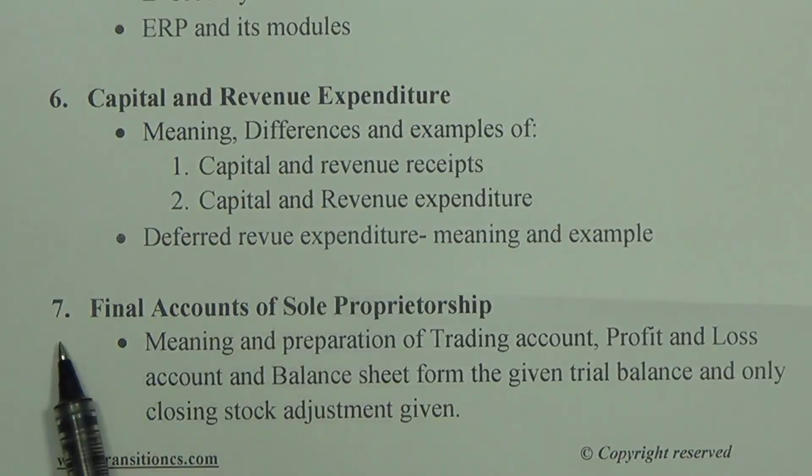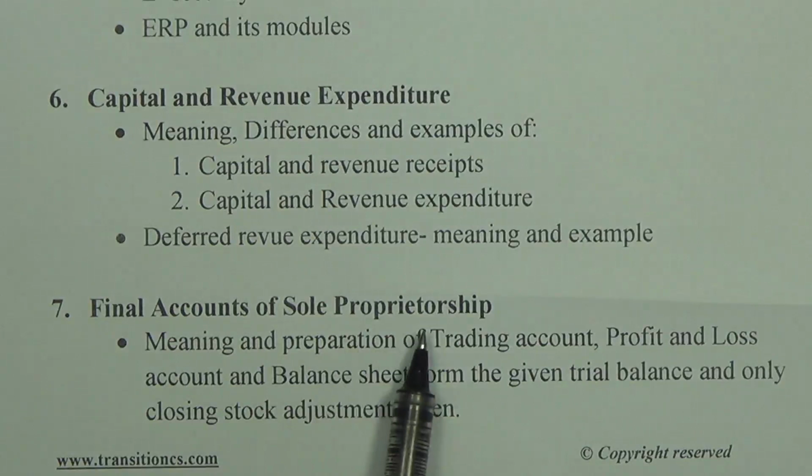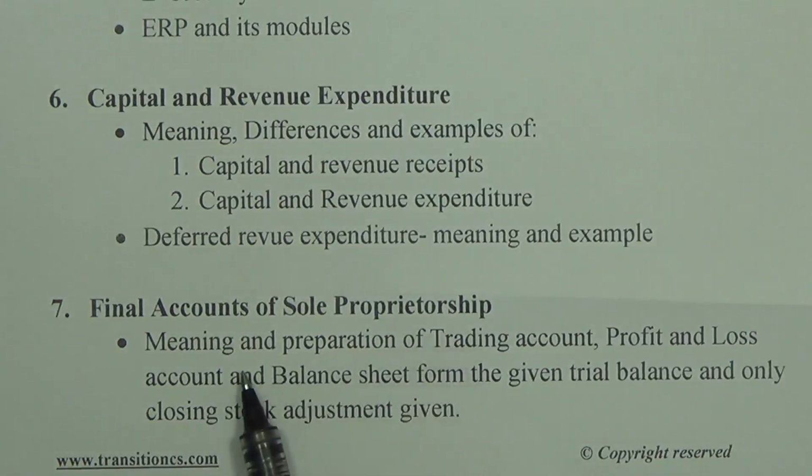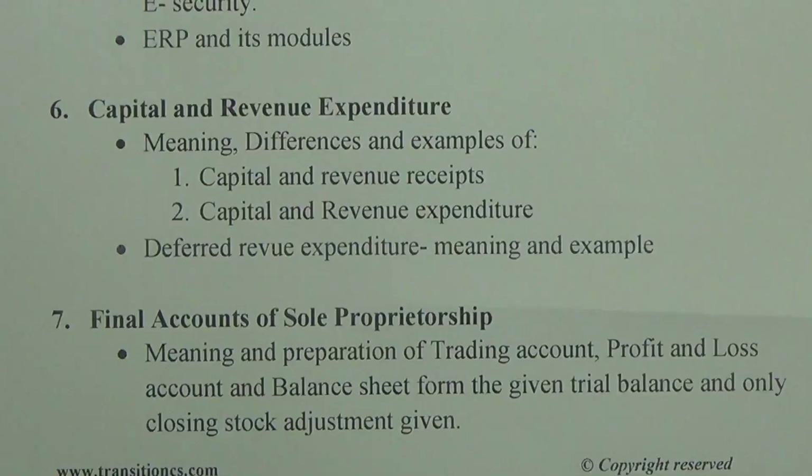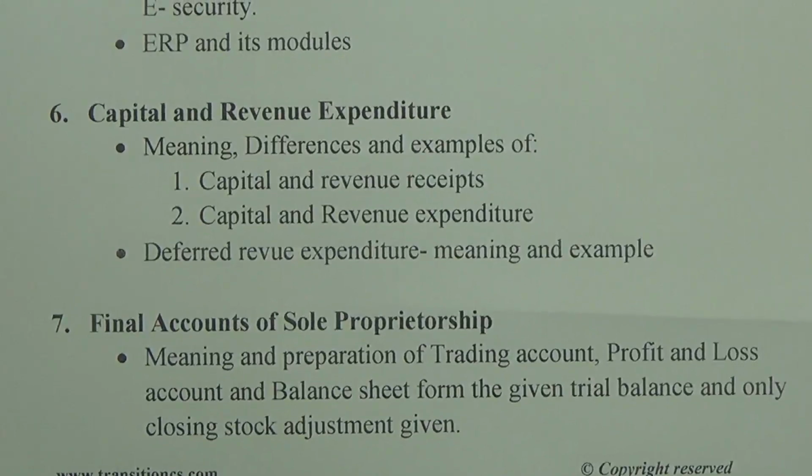Moving to chapter 7, that is the final accounts of a sole proprietorship. You need to know the meaning and how final accounts are prepared. You'll be given a trial balance, and from the trial balance you need to put down the entries in your trading and profit and loss account with the balance sheet. Only closing stock as an adjustment will be given in your paper.